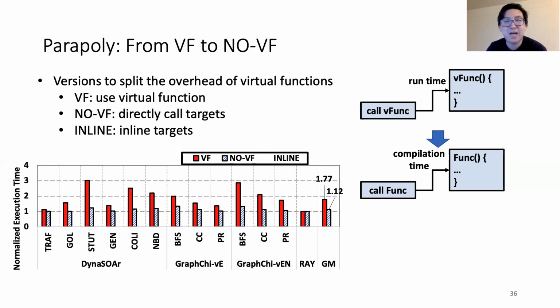We compare the execution time for VF, NoVF, and Inline, and normalize the performance to Inline, which is the most optimized one, in the plot at the bottom. The normalized execution time is reduced by 65% from VF to NoVF.